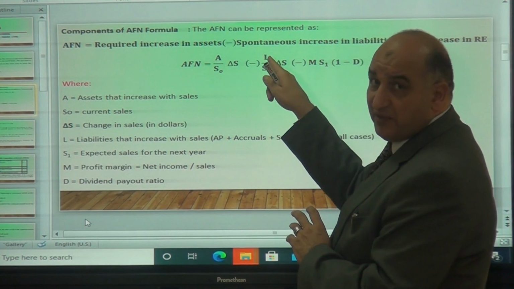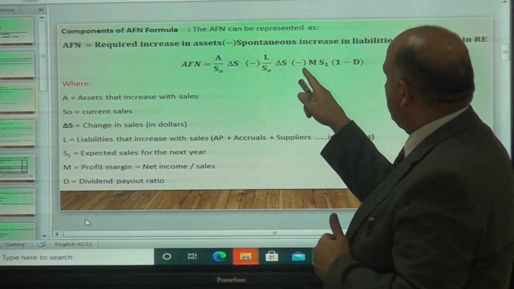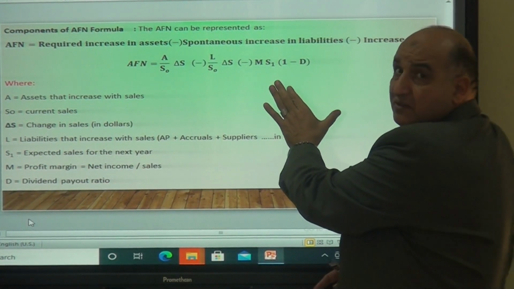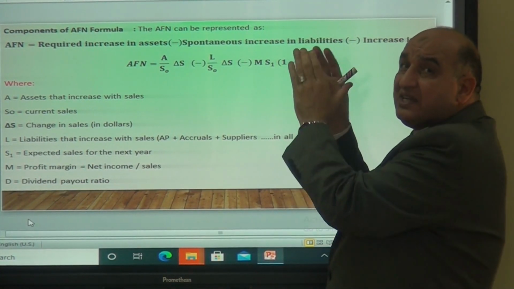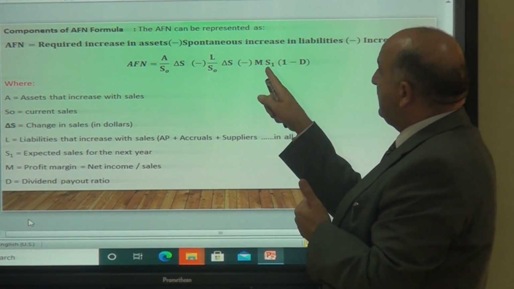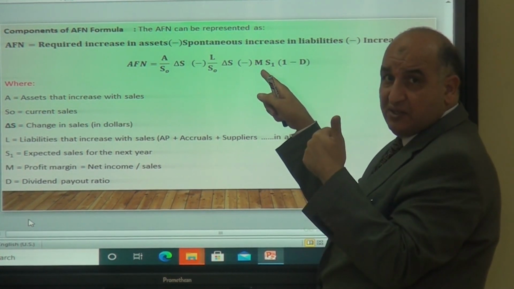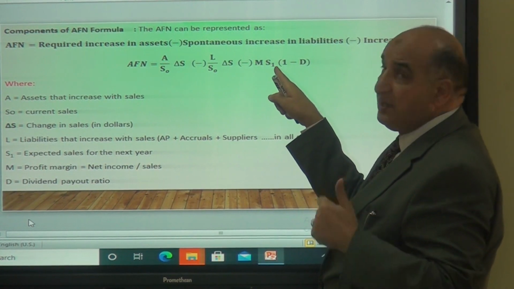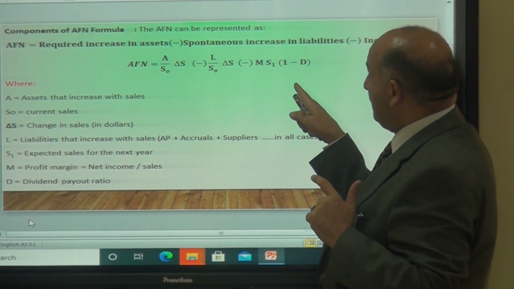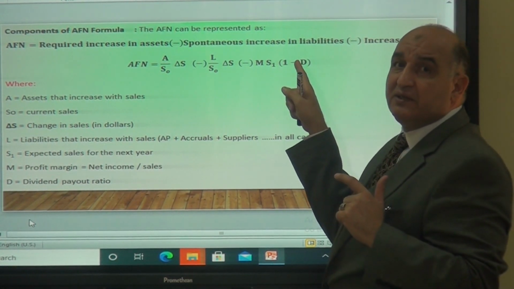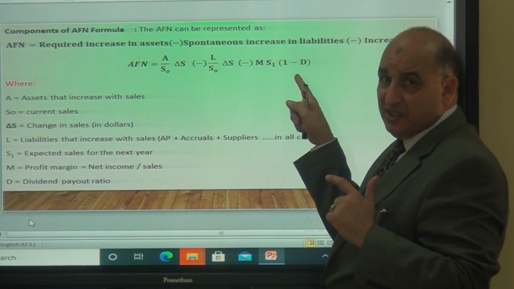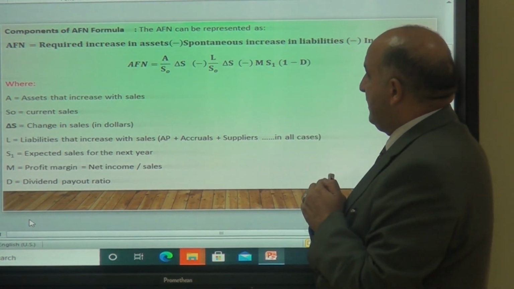Let me finish the equation first. Minus this part, which represents the increase in retained earnings. How can I calculate it? By the profit margin multiplied by the new sales, multiplied by the retention ratio, or 1 minus the dividend ratio. Okay.